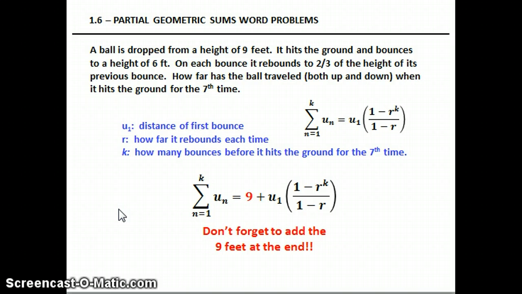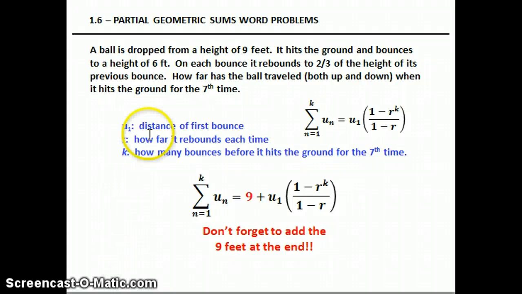A ball is dropped from a height of 9 feet. It hits the ground and bounces to a height of 6 feet. On each bounce, it rebounds to 2/3 of its height of the previous bounce. How far has the ball traveled, both up and down, when it hits the ground for the 7th time?